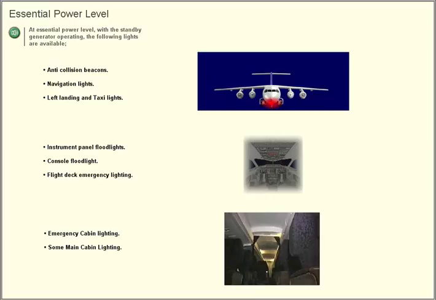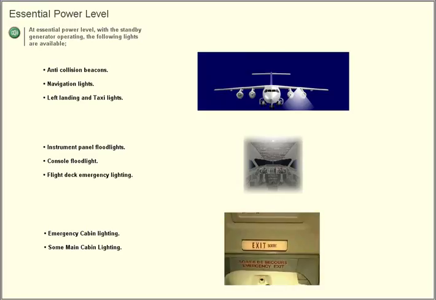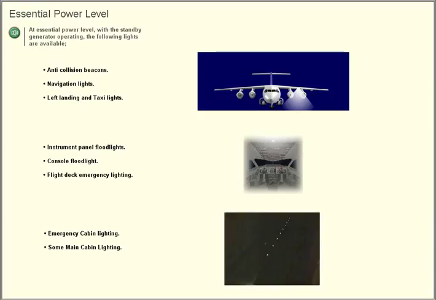Essential power level. At essential power level, with the standby generator operating, the following lights are available. Anti-collision beacons. Navigation lights. Left landing and taxi lights. Instrument panel floodlights. Console floodlight. Flight deck emergency lighting. Emergency cabin lighting. Some main cabin lighting.